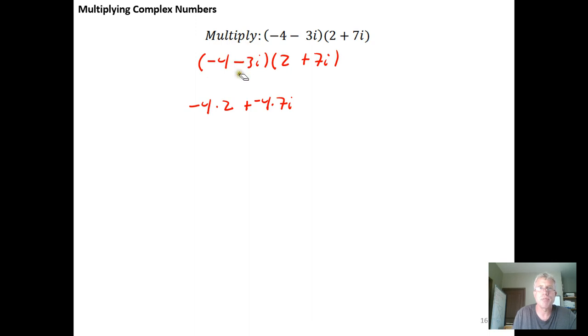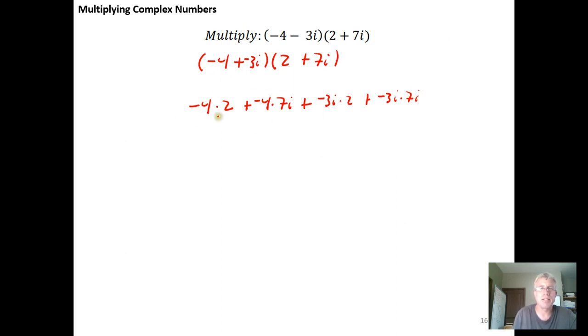Now I step over to the minus 3 or negative 3. So I'm going to go plus, and this is going to be a negative 3. I want to treat this as if it's a plus negative 3. So I get negative 3i times 2. So negative 3i times 2. And then distribute into the other term. So negative 3i times 2, and then plus, I have negative 3i times the plus 7i that's sitting over there.